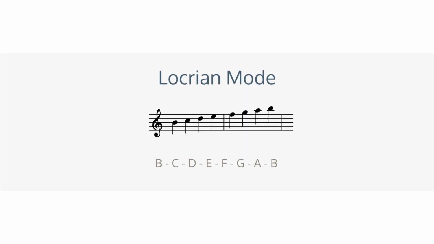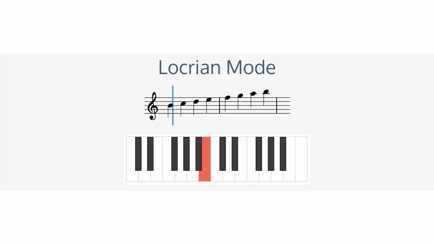Let's take a look at the Locrian mode. This mode is different from the natural minor in 2 intervals. Your task is to figure out what intervals these are.